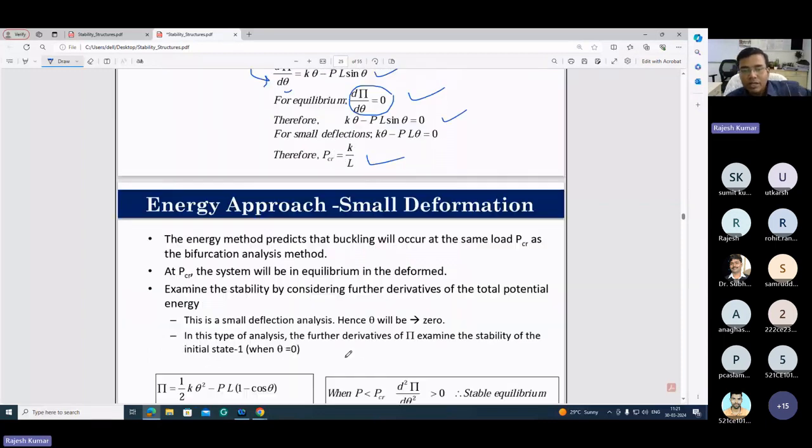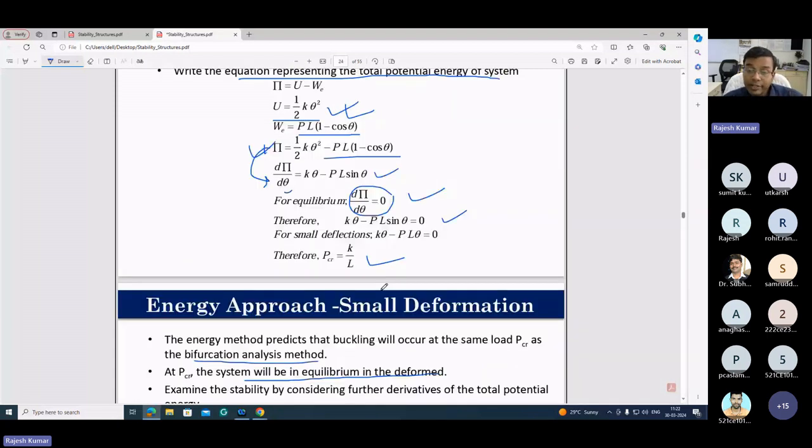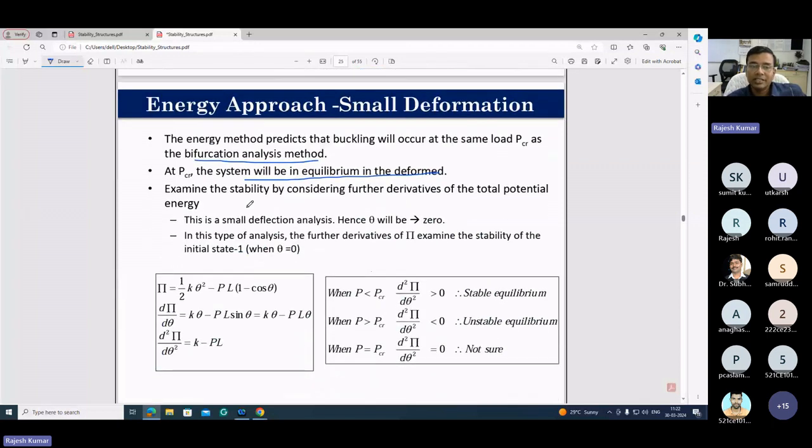So by the energy approach also, you will get the same solution which you got already in the bifurcation approach. The energy method predicts that buckling will occur at the same load PCR as the bifurcation analysis method. At PCR, the system will be in equilibrium in the deformed state. Examine the stability. At PCR, the system is in equilibrium, but whether that equilibrium is stable or not will be decided based on the higher order derivatives of the potential energy. Examine the stability by considering the further derivative of the total potential energy.